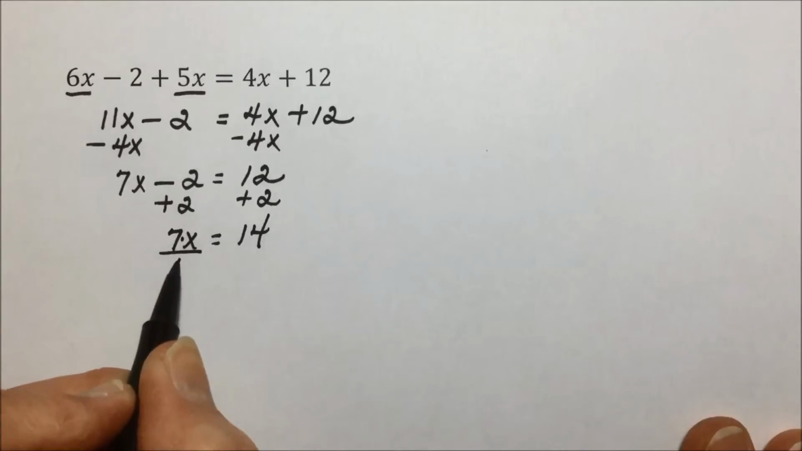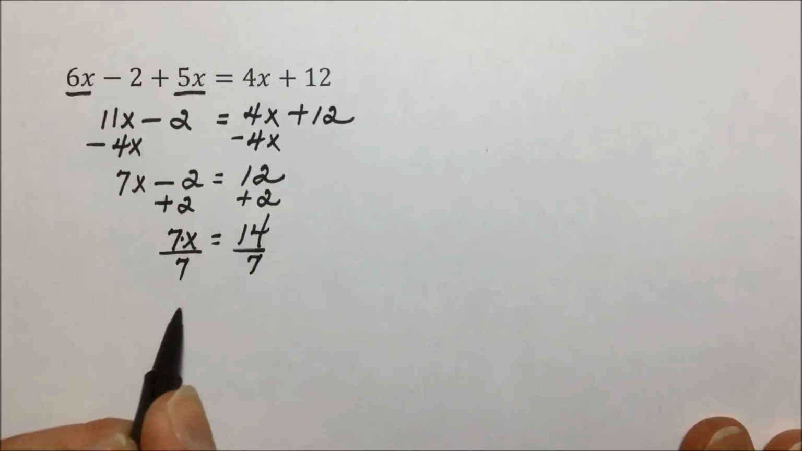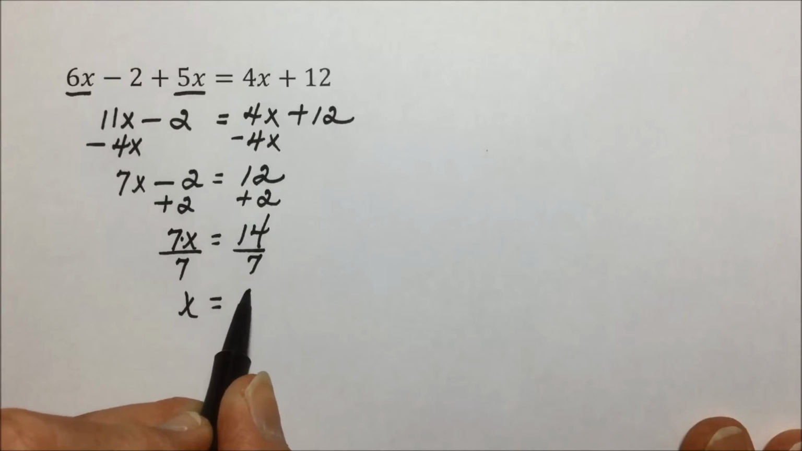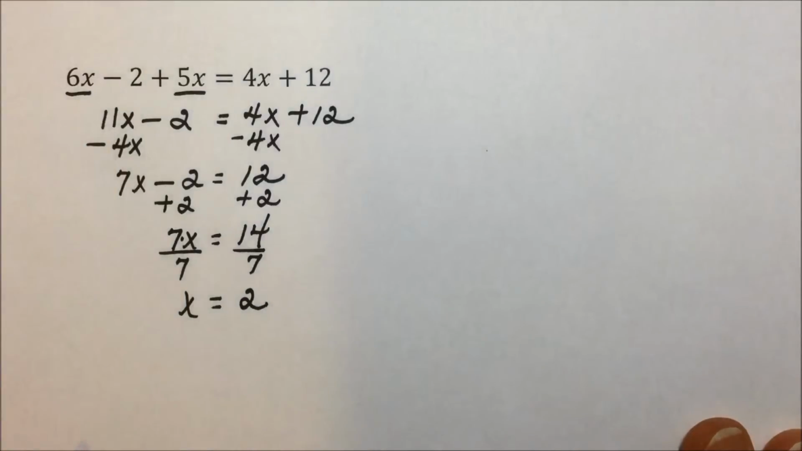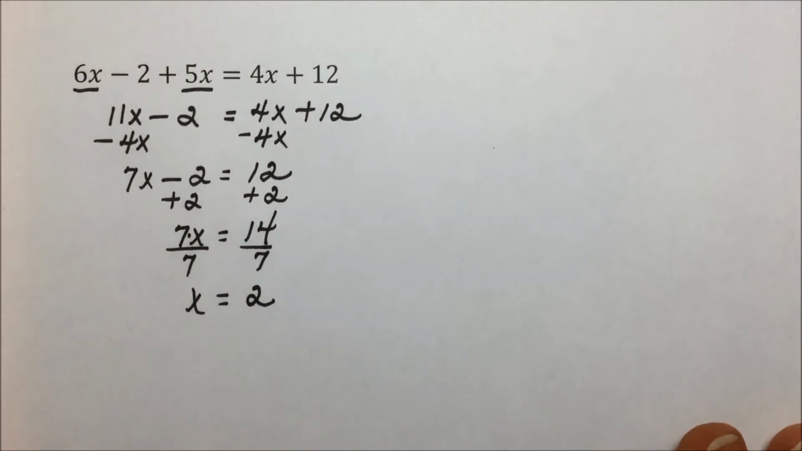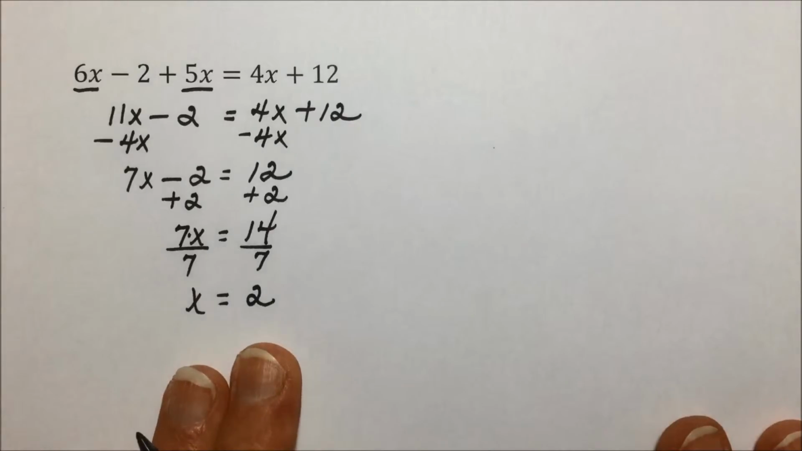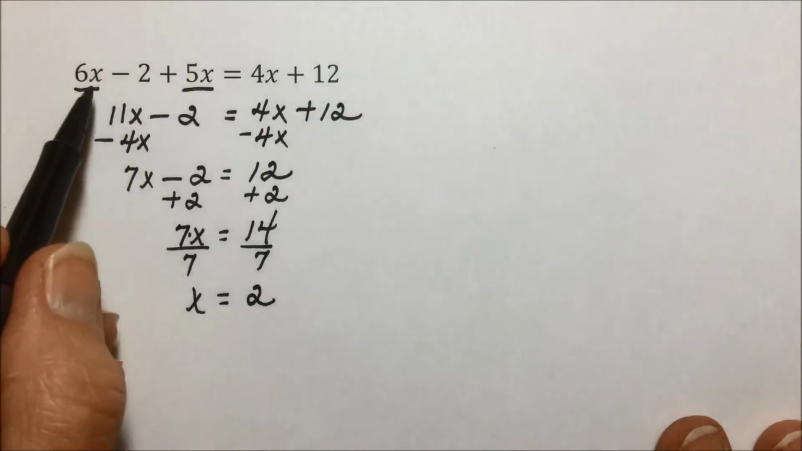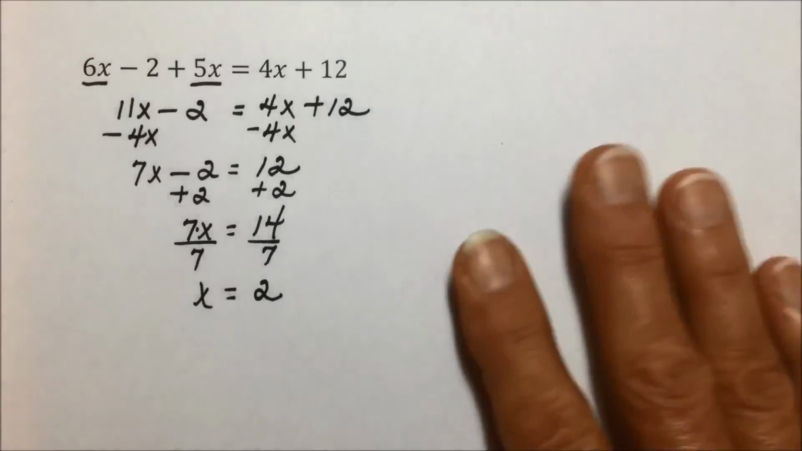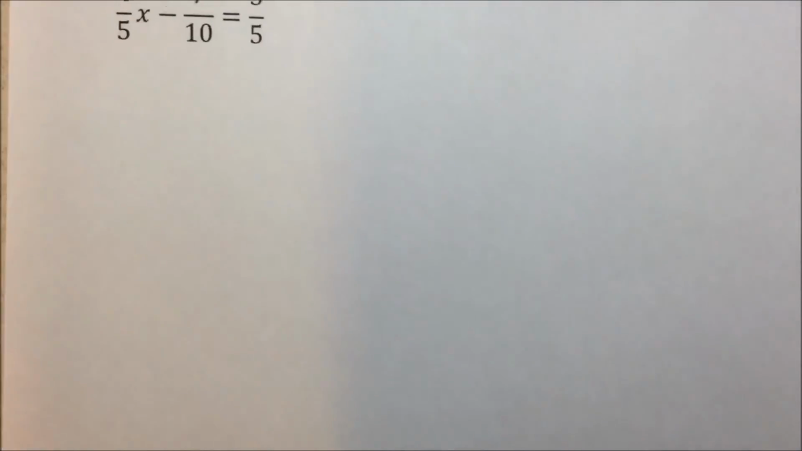Last step, undo multiplication with division. And the result, 14 divided by 7, gives us a solution of 2. We have a unique solution here to this equation. To test whether our answer is correct, we replace the x's with 2 and verify that we have a correct solution.